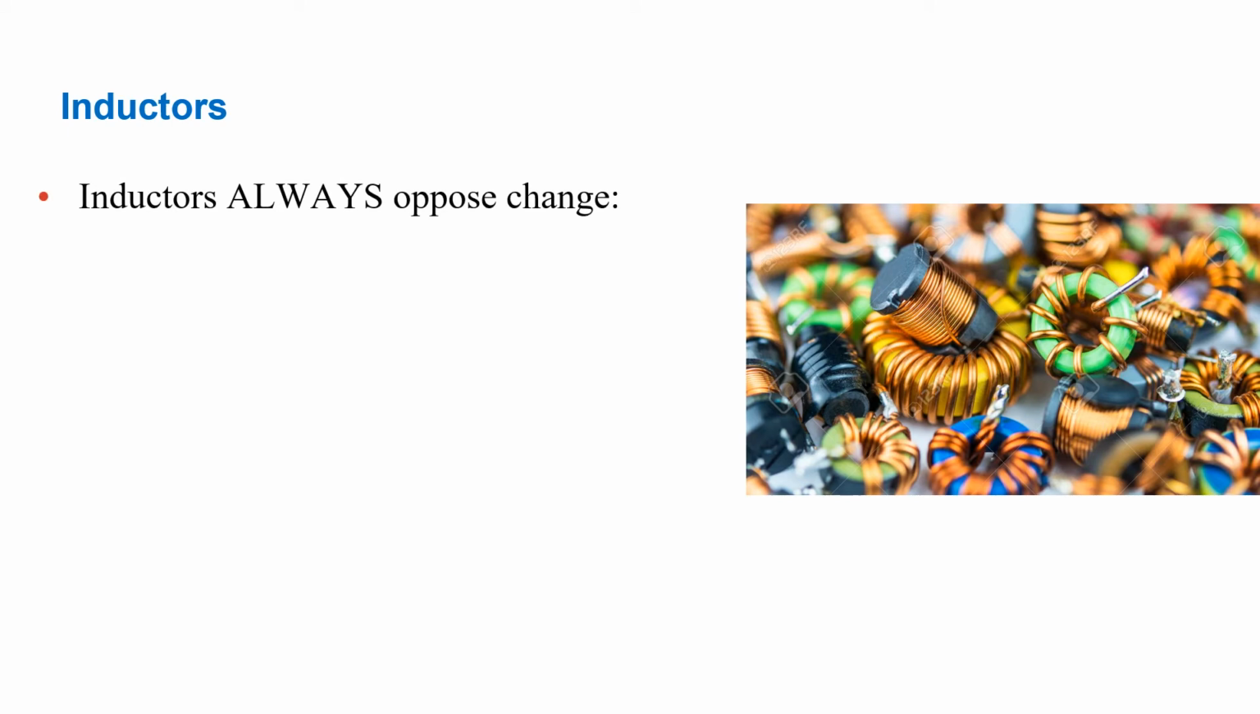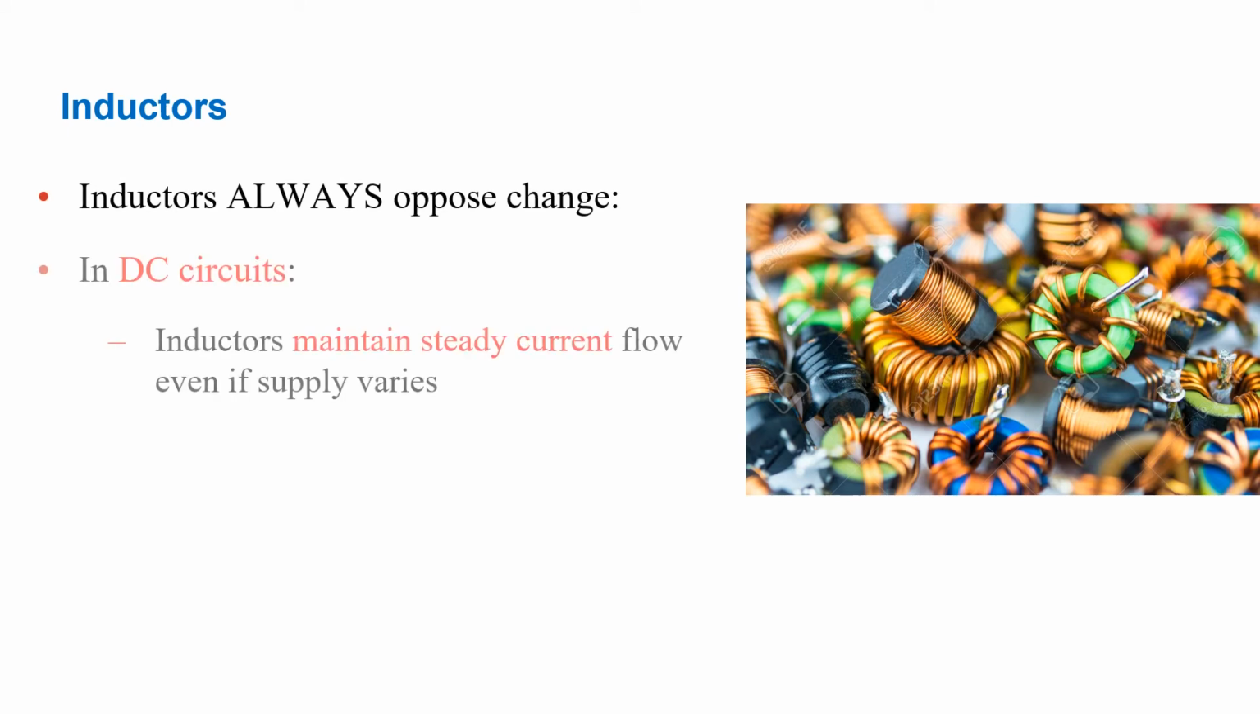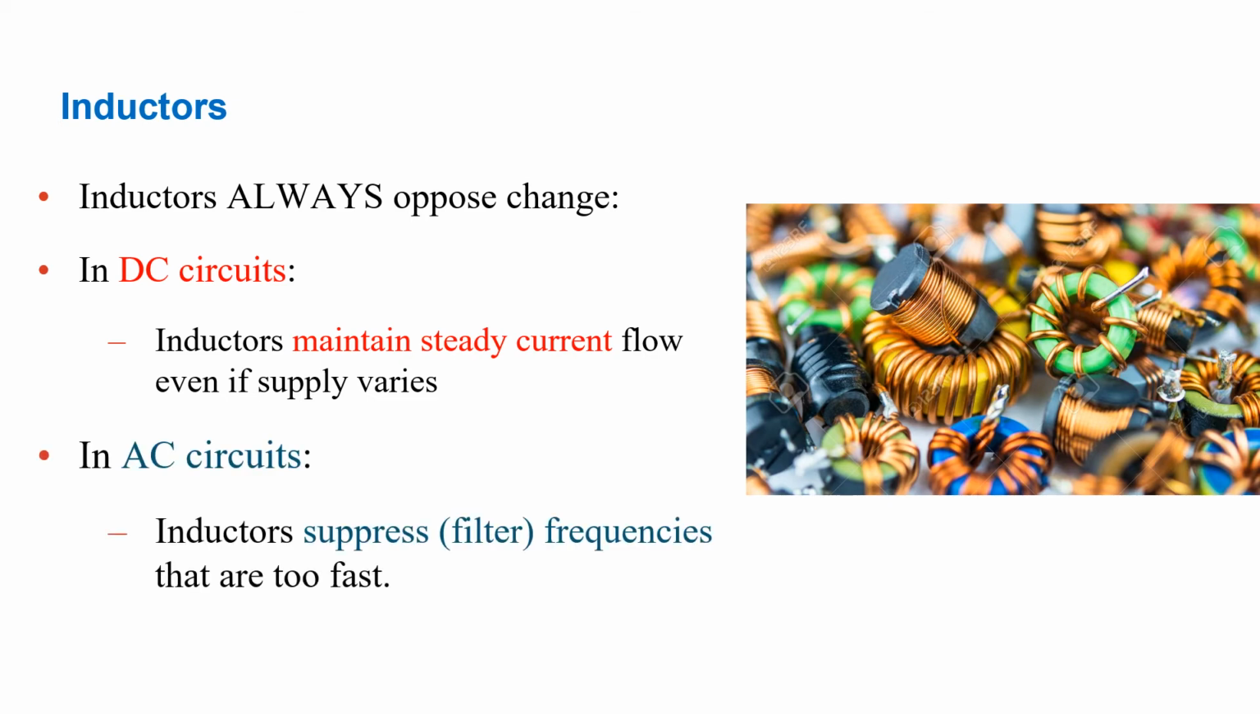Inductors always oppose change. For example, in direct current circuits, inductors maintain steady current flow even if your supply varies. In alternating current circuits, an inductor suppresses or filters frequencies that are too fast. So it depends on what type of circuit you have; the role of the inductor there also changes.